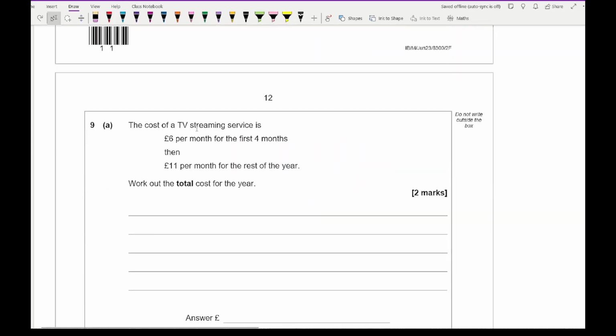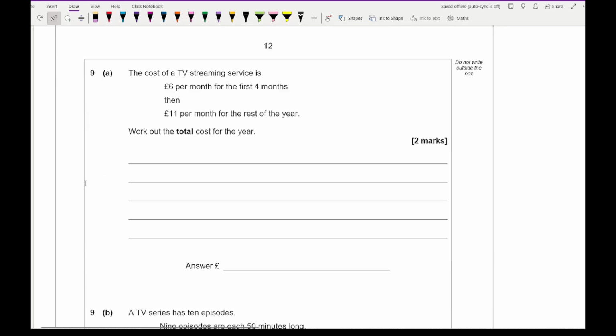Then moving on to question 9a, it says the cost of a TV streaming service is £6 per month for the first 4 months and then £11 for the rest of the year. Work out the total cost for the year. So for this, we've got £6 for 4 months. Remember, there's 12 months in a year. So we've got 6 times 4, and that's going to give me £24. And then the remaining months, in which there are 8 months, so that's going to be 8 times 11, which is 88. And then all that's left for me to do is add those two numbers together, giving me an answer of 112.